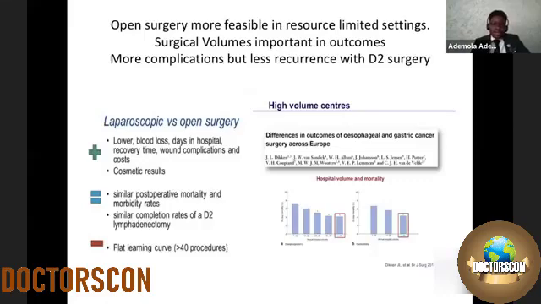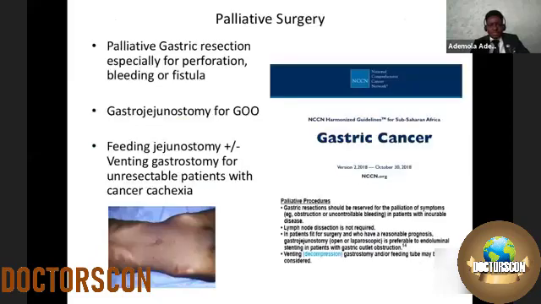Now, like I mentioned before, open surgery is much more invisible, and surgical volumes are very important. We know that there are more complications with D2 resections, but it has a lower incidence of recurrence and a longer disease-free survival. Like I mentioned before, most of our patients have come in with stage 3 and stage 4 disease, especially with emergencies. They come in with perforations, they come in with bleeding or fistula, and we could actually do palliative gastric resections without lymph node dissection for those kinds of patients in terms of palliative surgery.